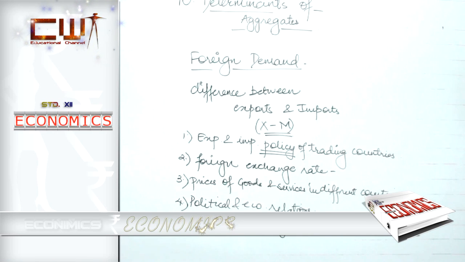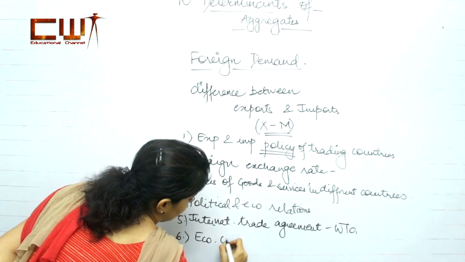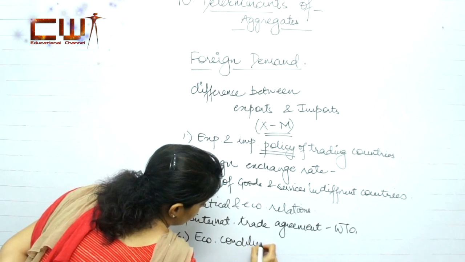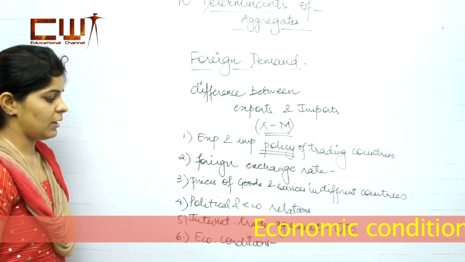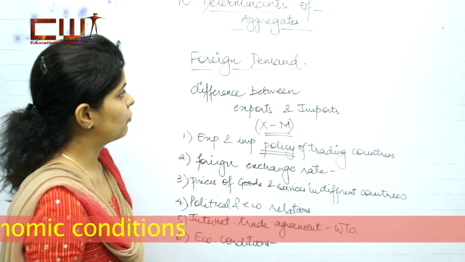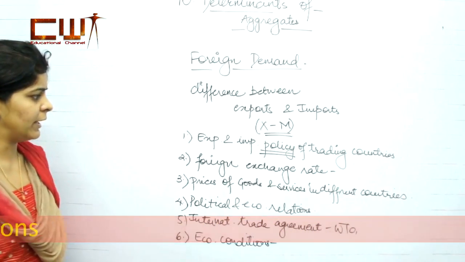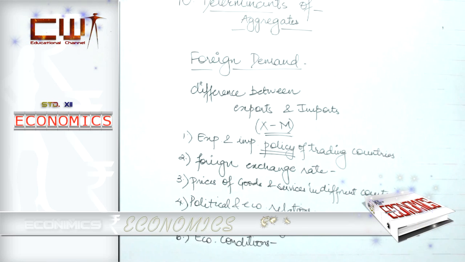Size of the population and other factors also matter, and economic conditions are important. If a period of recession is going on, then there will be less foreign trade. But if there is a period of recovery or boom, you have more foreign trade. These are some of the determinants of foreign trade, and this is the formula basically that makes up the foreign trade.